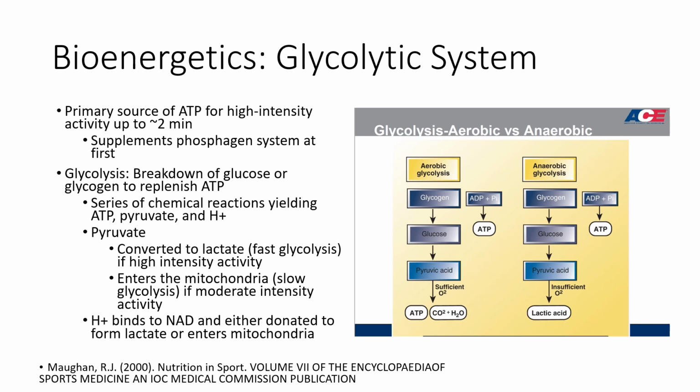Aerobic glycolysis is slow glycolysis, and it works with lower intensity exercise and lower energy demand. It has sufficient oxygen, so pyruvate is shuttled into the mitochondria and converted to acetyl-CoA and enters the Krebs cycle, also known as the citric acid cycle, which we will talk about later.